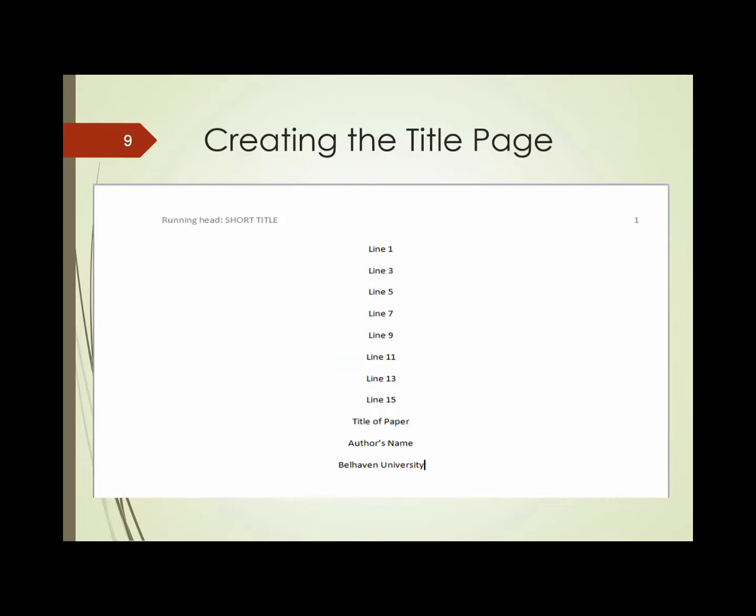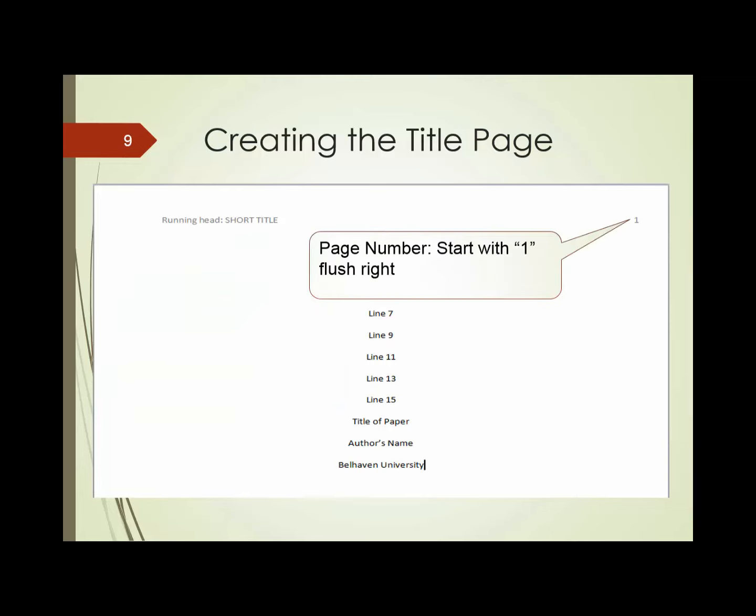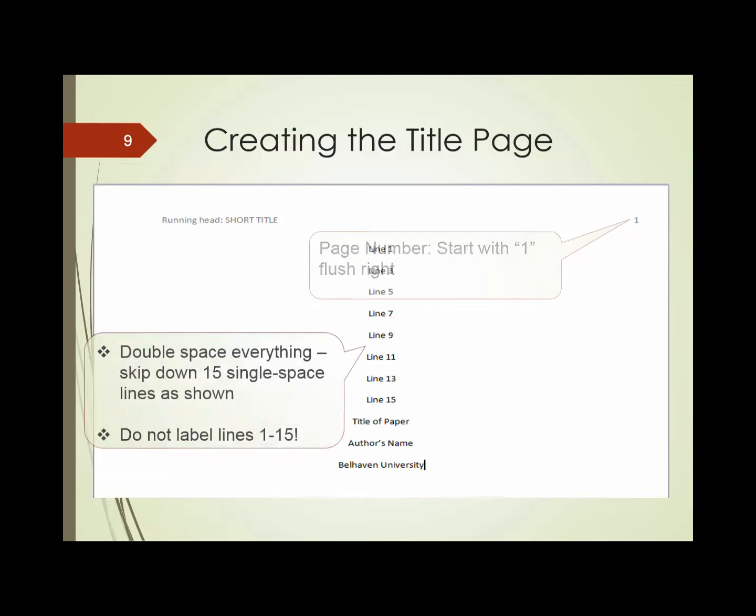So here's how you create the title page. The running head, the words running head, you notice it was not on page 2. It appears on the title page only. And you need a shortened title. It's all caps. It cannot be longer than 50 characters. The page number needs to be flush right. You start with the number 1, and the page number does appear on the title page.